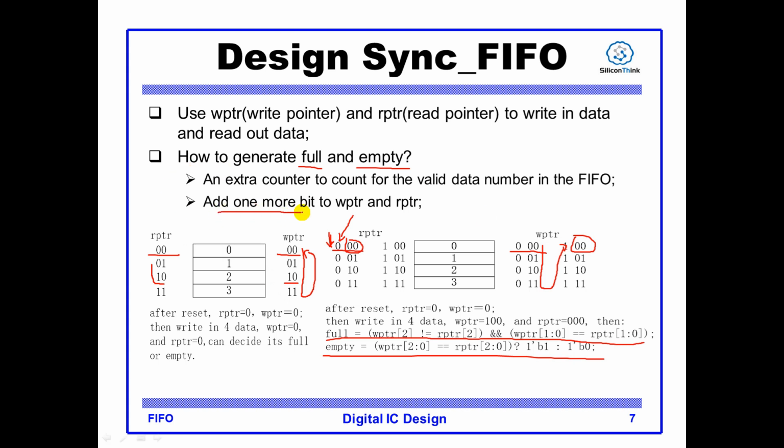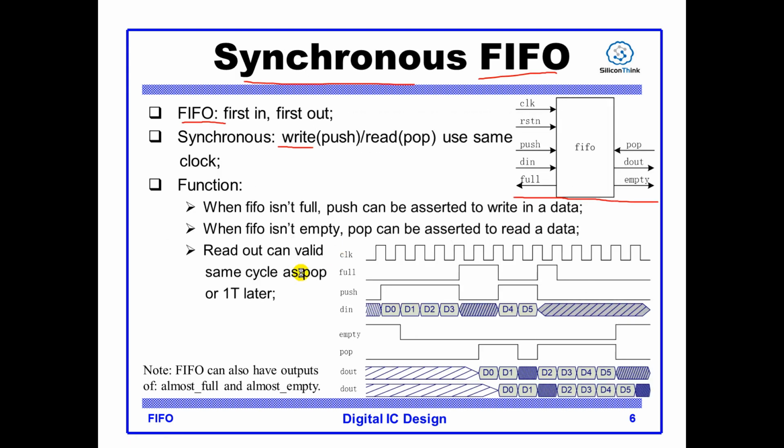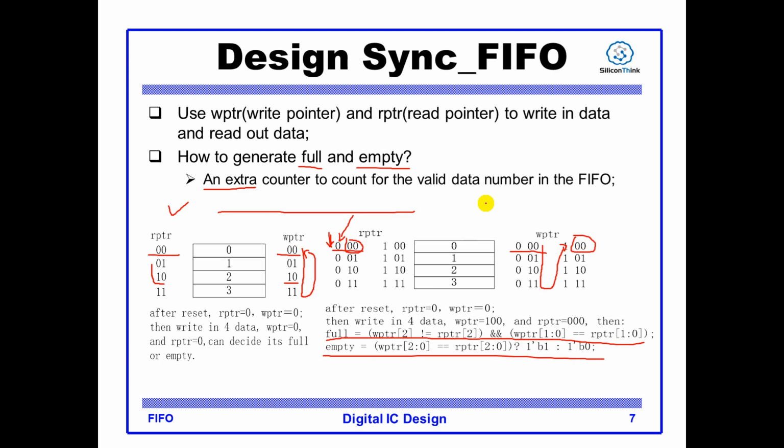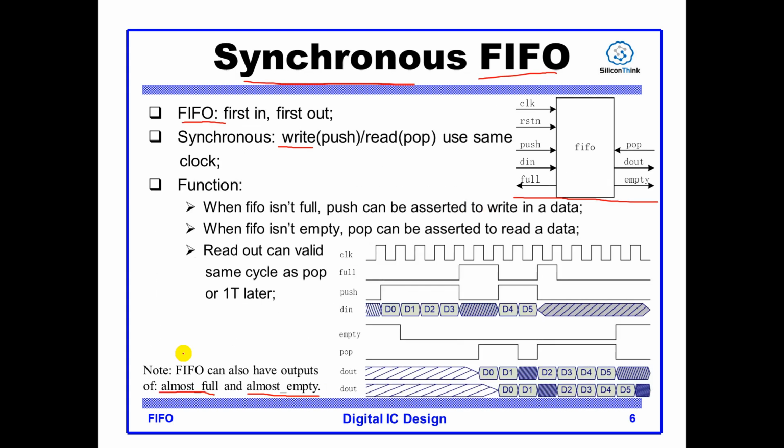So adding one more bit to the write pointer and read pointer will give you the ability to generate the full and empty signal. And this method will be simple and use less area than the first method. But if we want to generate the almost full or almost empty flag, then you can figure out how to generate the almost full and almost empty flag.